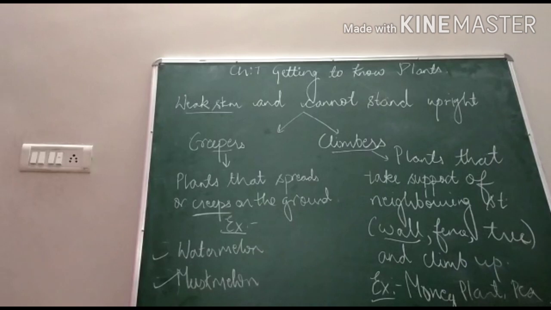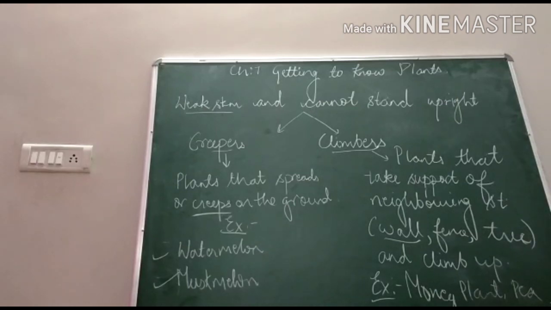My dear students, you must be knowing, or you will get to know today, that some plants have a weak stem and cannot stand upright. There are some plants which have a very weak stem and they cannot stand upright. Such plants are classified into two different types, that is creepers and climbers. If they have a weak stem, they are unable to stand upright. Therefore, they will do two things. Either they will crawl on the ground, or with the help of some supporting structures, they will climb up and grow in size.